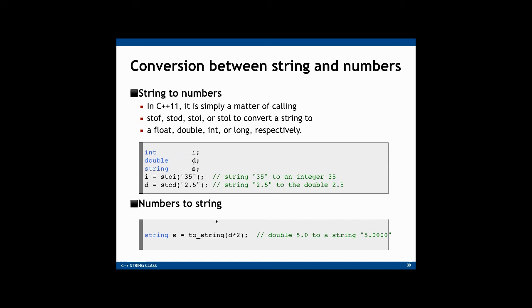And the other direction is also possible. You can convert a number to a string. For that, you use a to_string function. If you pass the number here, this number changes to a string and is stored here. So let me show you a quick demo code for this one.